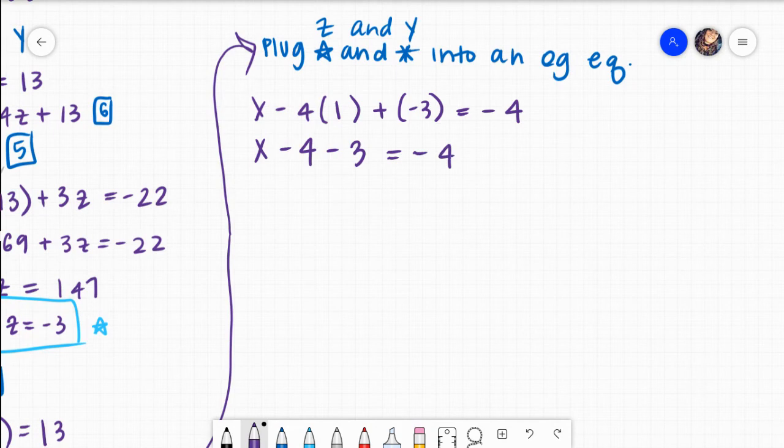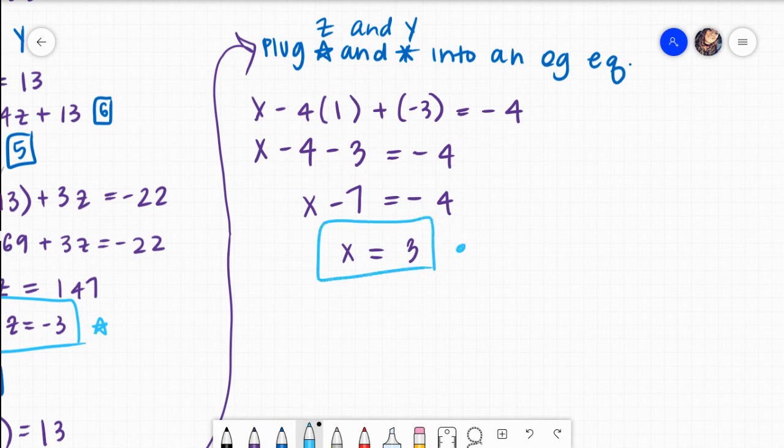And then on the left-hand side, those signs are the same, so you would add them and you would keep the sign. And then if I move that negative 7 over, it becomes positive. So I would have signs are different. You subtract, keep the sign of the larger. What I get here for dot is that x equals 3.